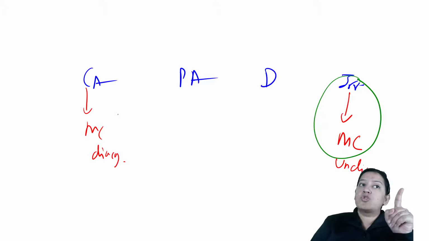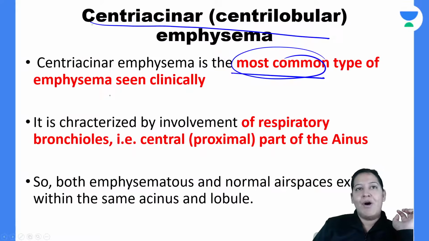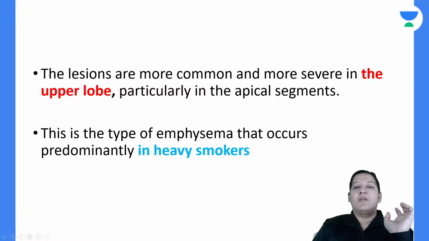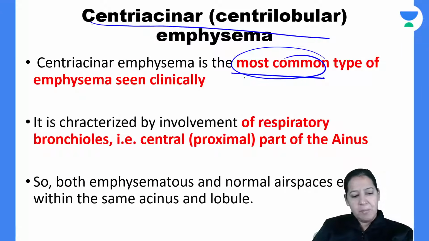The one which is most commonly diagnosed is Centriacinar because it produces symptoms. Have you got it? Emphysema, asthma, I will come to that. Asthma is my next disease to be taught to you. So in Centriacinar, I am teaching you Centriacinar. It is the most common type.